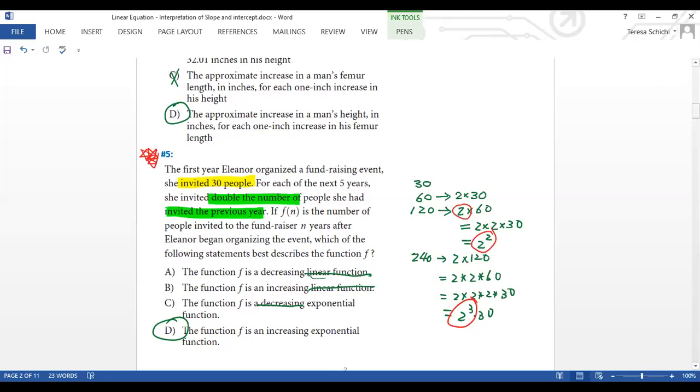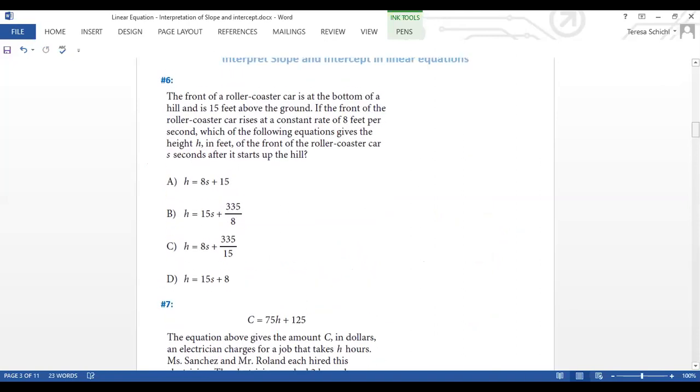Okay, now let's take a look at number 6 here. They say that the front of a roller coaster car is at the bottom of a hill and is 15 feet above the ground. If the front of the roller coaster car rises at a constant rate of 8 feet per second, which of the following equations gives the height of the front of the roller coaster car as seconds pass? Okay, so let's take a look.